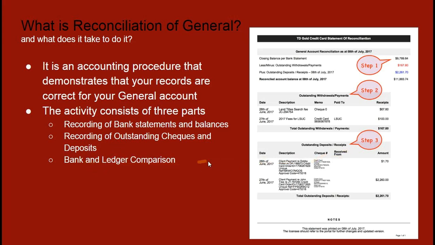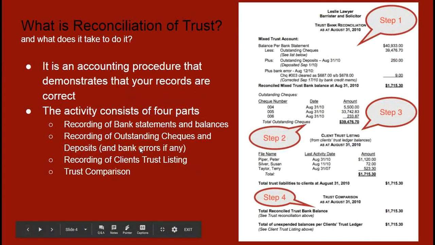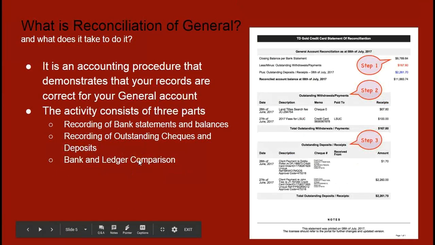Of course, the last thing is the comparison between the bank and the ledger. Just like our trust, the major difference is of course the bank errors in trust, and you have a record of all the trust listing, which is something that you do not have in your general reconciliation. Okay?